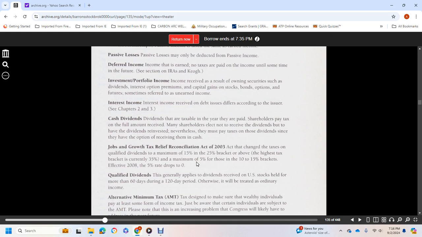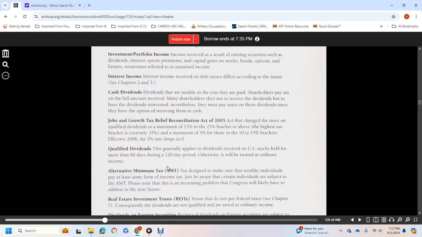The Jobs and Growth Tax Relief Reconciliation Act of 2003 changed the tax on dividends to a maximum of 15% for those in the 25% bracket and above, up to the highest tax bracket, currently 35%, and a maximum of 5% for those in the 10 to 15% brackets. Effective 2008, the 5% rate drops to zero. Qualified dividends generally apply if the dividends are received on U.S. stock held for more than 60 days within a 120-day period; otherwise they will be treated as ordinary income.